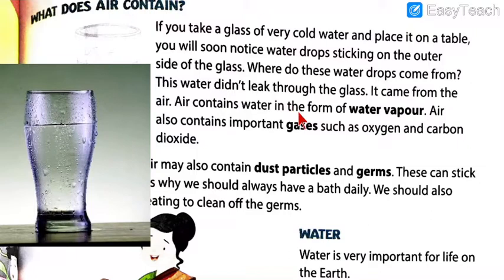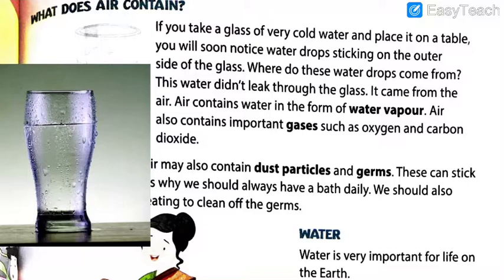Air contains water in the form of water vapor. Yes. Air also contains important gases such as oxygen and carbon dioxide. Did you know that? Because if the oxygen is not there, what will we do? We will have to take oxygen cylinders. No, we are getting the oxygen free of cost. When you are walking, you do not need to carry an oxygen cylinder, right? Because you are getting it from nature. Where from nature? From the air, exactly.